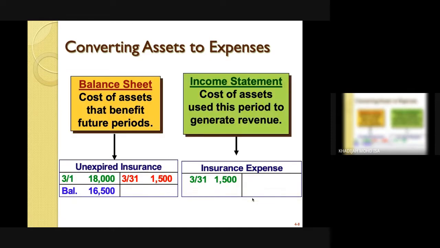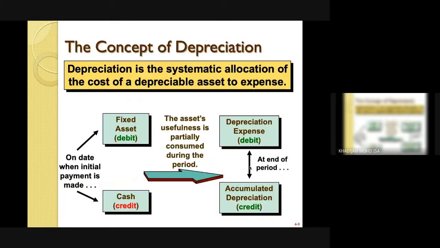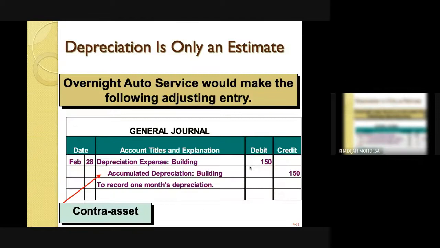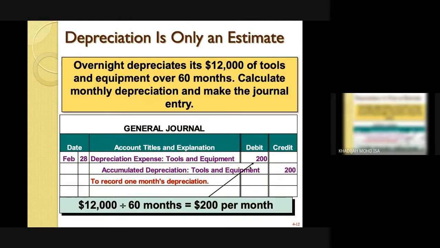All right, on the balance sheet you have the unexpired insurance. Initially it was 18,000, but at the end of 1 month you have utilized 1,500, so the balance of the prepaid insurance is 16,500. In your income statement, you recognize the insurance expense, which is an expense account, of 1,500. We also have depreciation. I will skip depreciation first. I will come back to depreciation later.